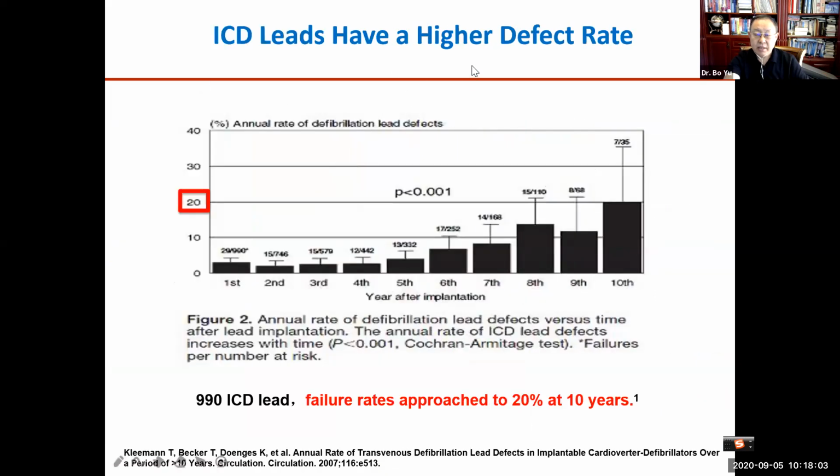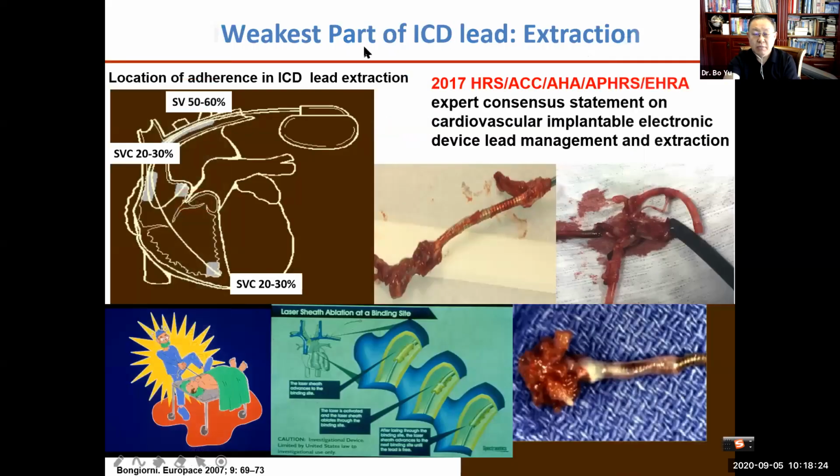ICD leads are different from pacemaker leads. ICD leads have a higher defect rate. In one study of nearly 1,000 ICD leads, they followed up the leads for 10 years. You can see that at 10 years, almost 20% of the ICD leads failed. So you may consider extraction of ICD leads in the future. So that is the biggest problem of the ICD lead.